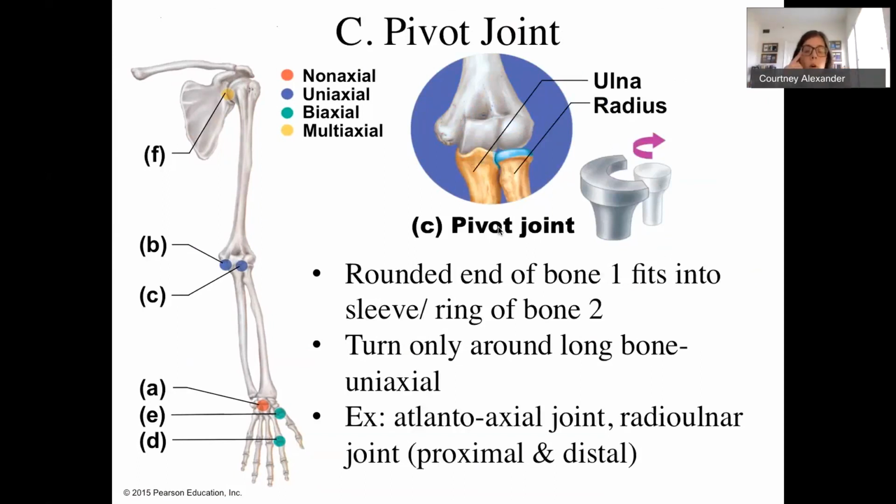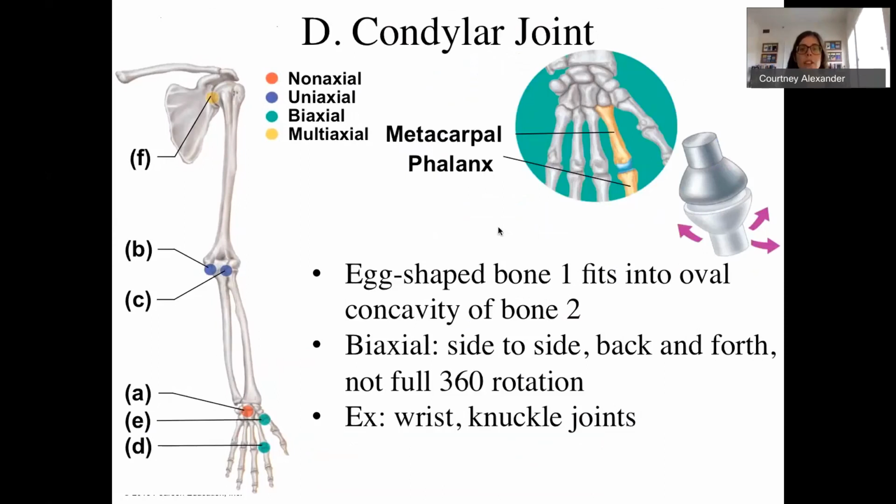And this, you're only getting one turn around a long bone, so it's also considered a uniaxial joint. Now we have our condylar joints. This is where you have an egg-shaped bone that fits into an oval concavity. And these are biaxial. They allow side to side and back and forth, but not a full 360.